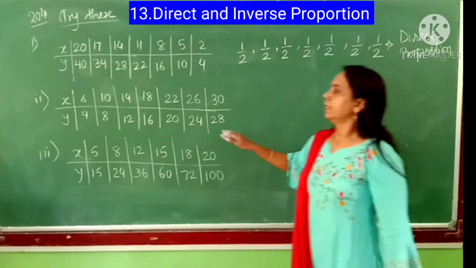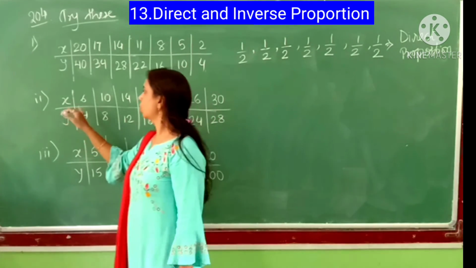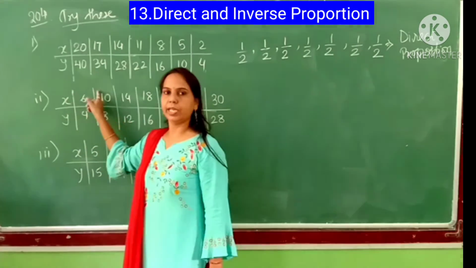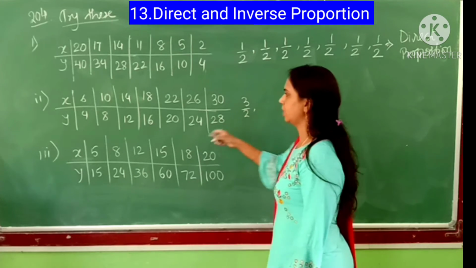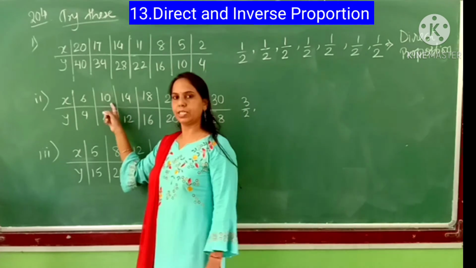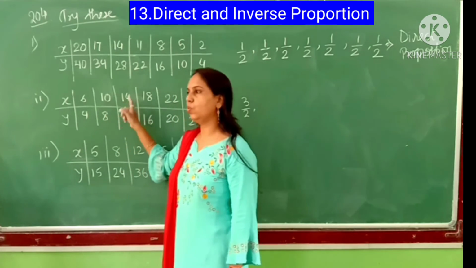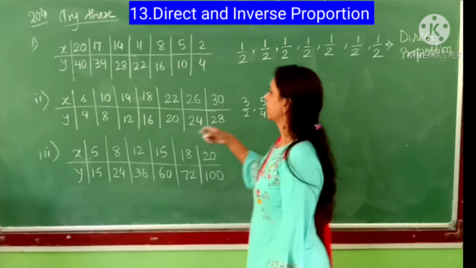Next, let us check this example. Find out the ratio x upon y. So 6 upon 4 comes to 2 into 3, 2 into 2, so we have 3 upon 2 for x1 upon y1. For next, x2 upon y2, that is 10 upon 8, so 5 into 2, 4 into 2, so it is 5 upon 4.